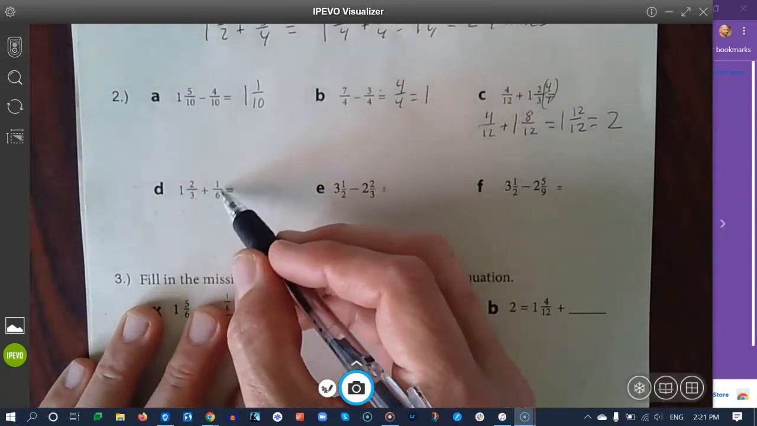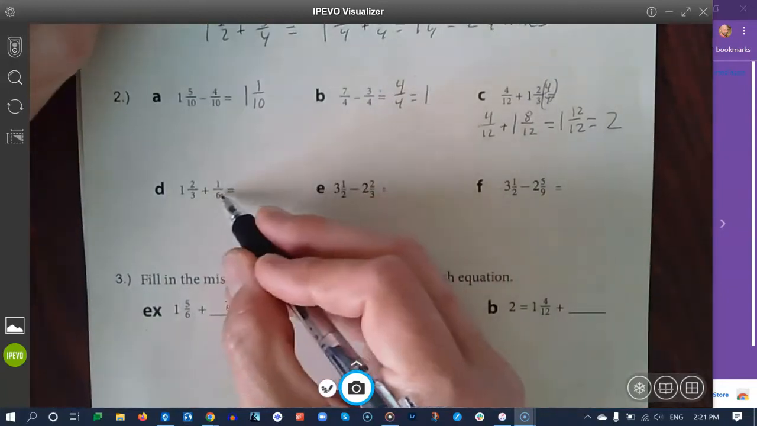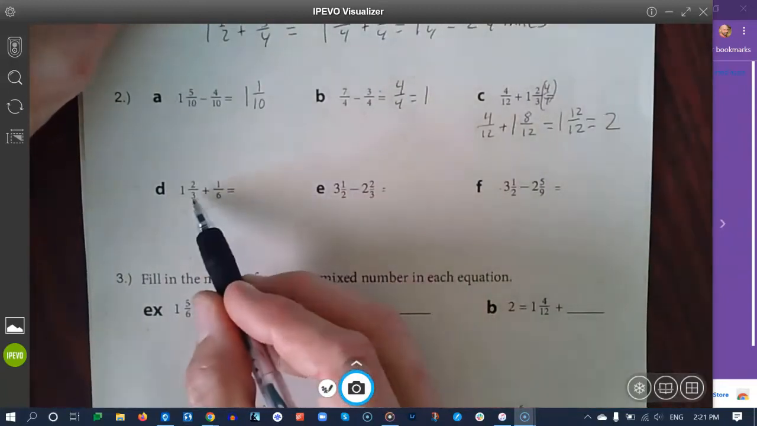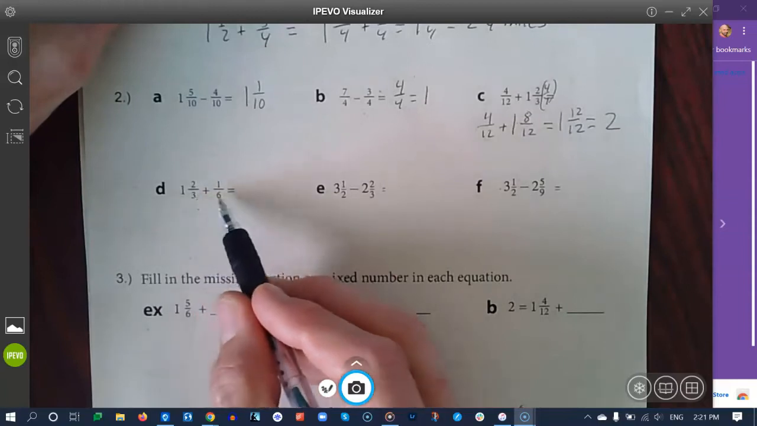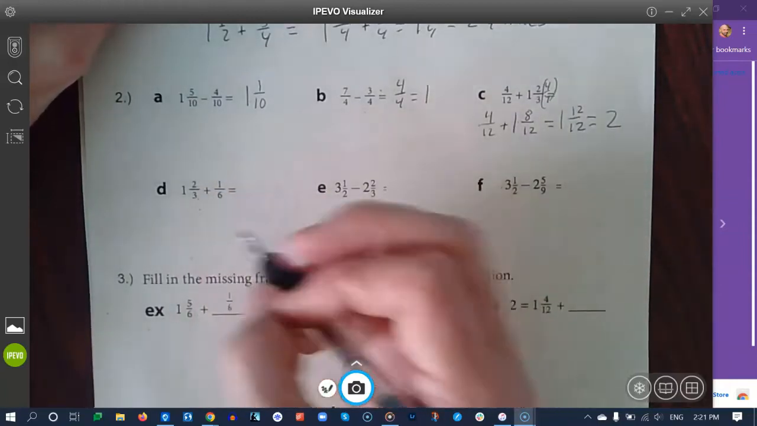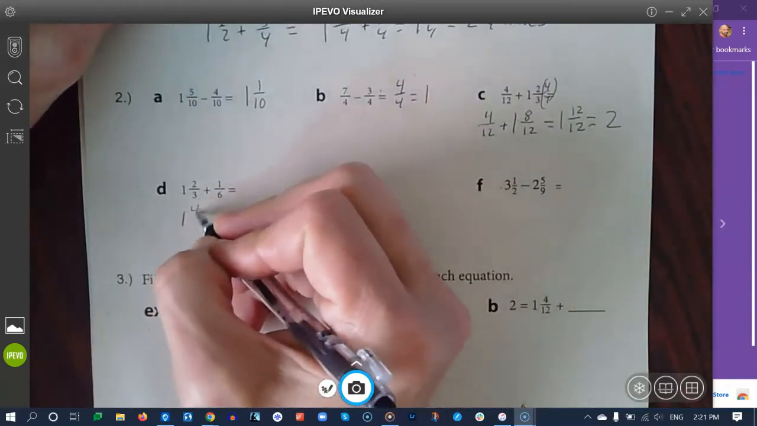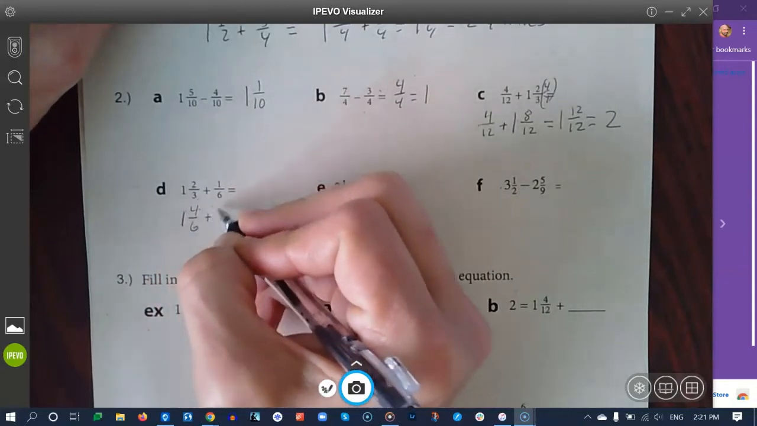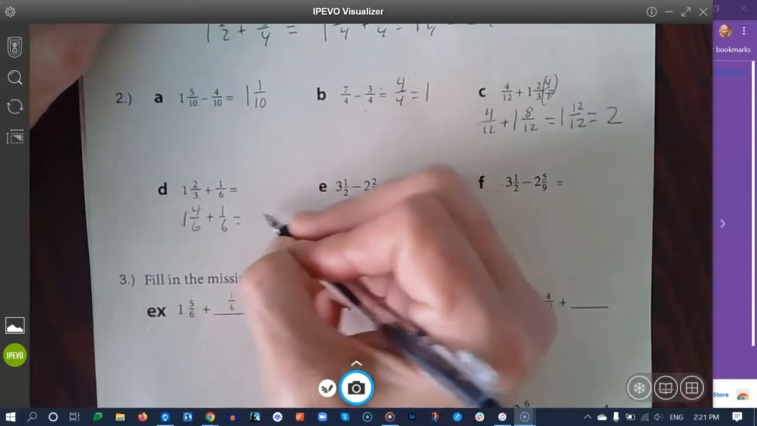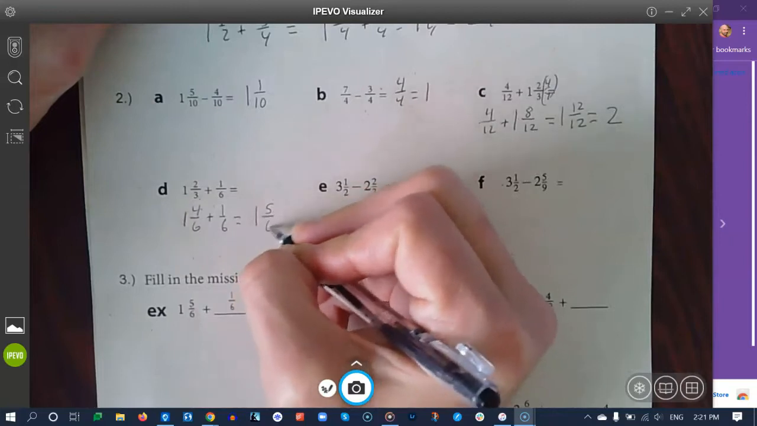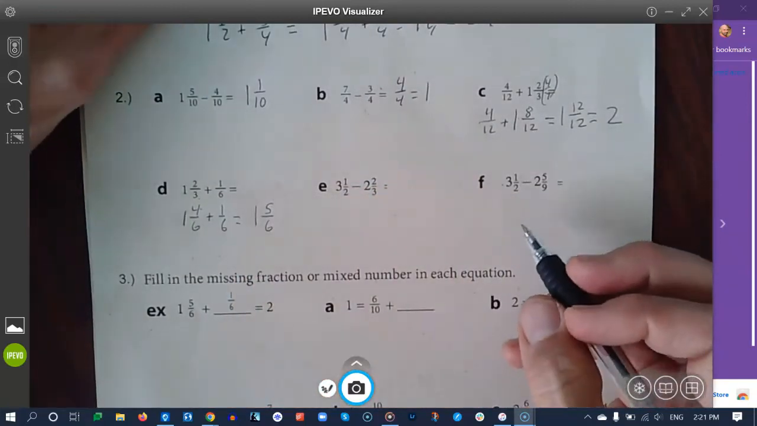So I have 1 2/3 plus 1/6. I'm adding. I look at the denominators. They're different. I do see I can turn thirds into sixths by multiplying by 2, so I have 1 4/6 plus 1/6, and that's going to give me 1 5/6, and that's a good answer.